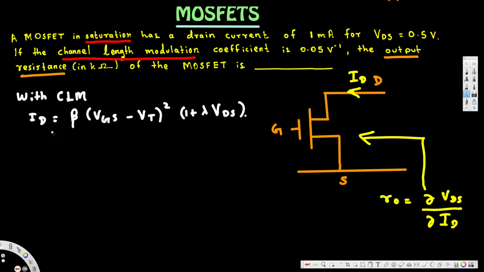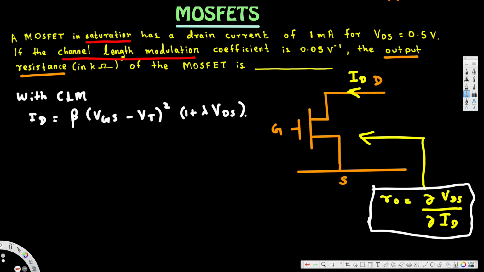Now here we are interested in finding R output. In order to derive this, we need some formula like this. We need the partial derivative of VDS with respect to ID, or the derivative of ID with respect to VDS, and then we can flip it around. This is a current equation, so if I take the derivative with respect to VDS, that is the reciprocal of this one. After we find the final answer, we can just flip it around, find the reciprocal, and that's going to be the output resistance.